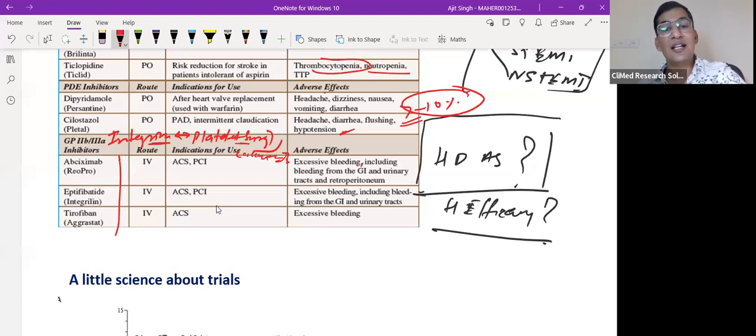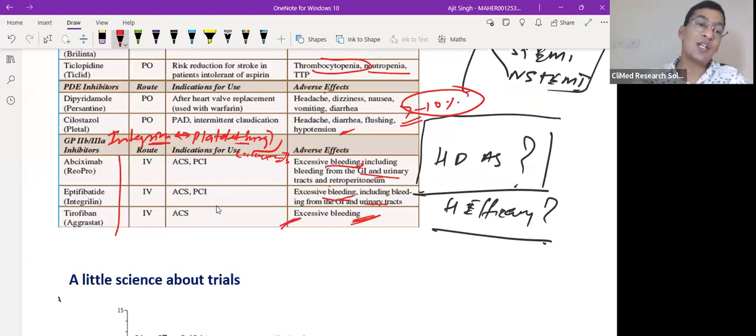The adverse events of these three drugs are excessive bleeding if not given in the counted dose, and there are multiple other bleedings from the GI and urinary tract as well. So excessive bleeding is the major side effect of these, and these are given only in certain cases.